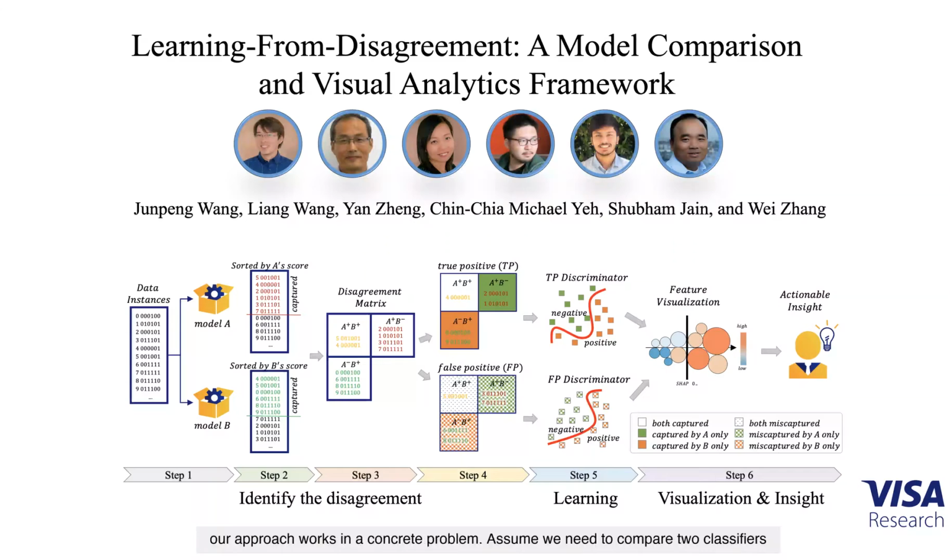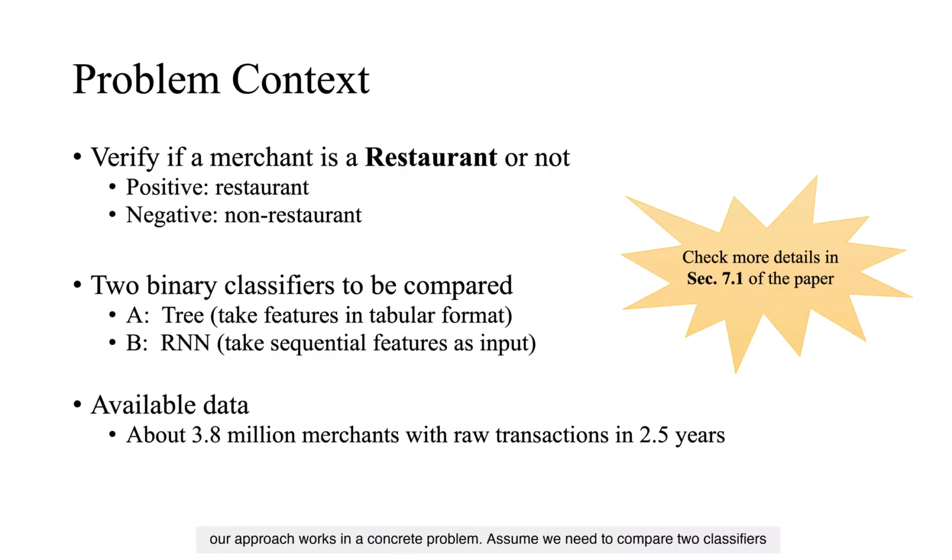Let's see how our approach works in a concrete problem. Assume we need to compare two classifiers trained to verify if the category of a merchant is a restaurant or not, using the credit card transaction of the merchant. This is a binary classification problem. The positive label is restaurant and the negative label is non-restaurant. For the input of LFD, we get two classifiers, a tree and an RNN model. Also, we have around 3.8 million merchants with their transactions in 2.5 years.